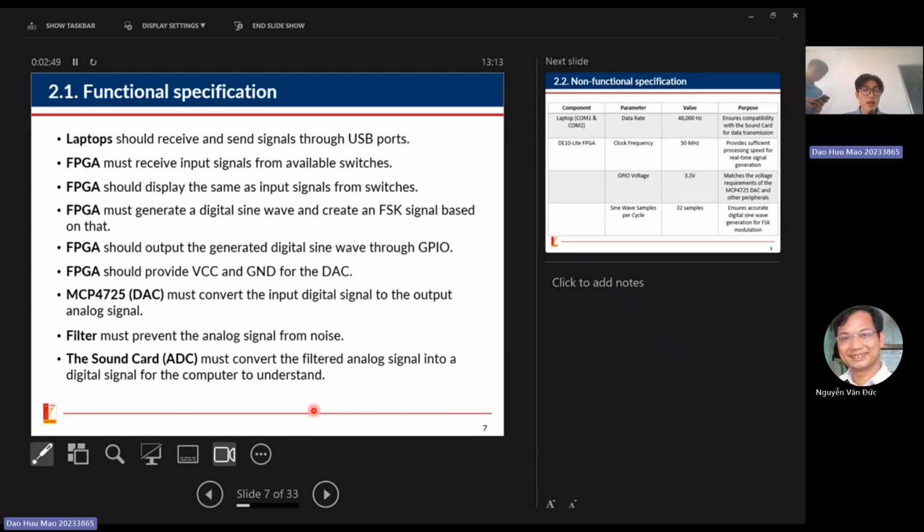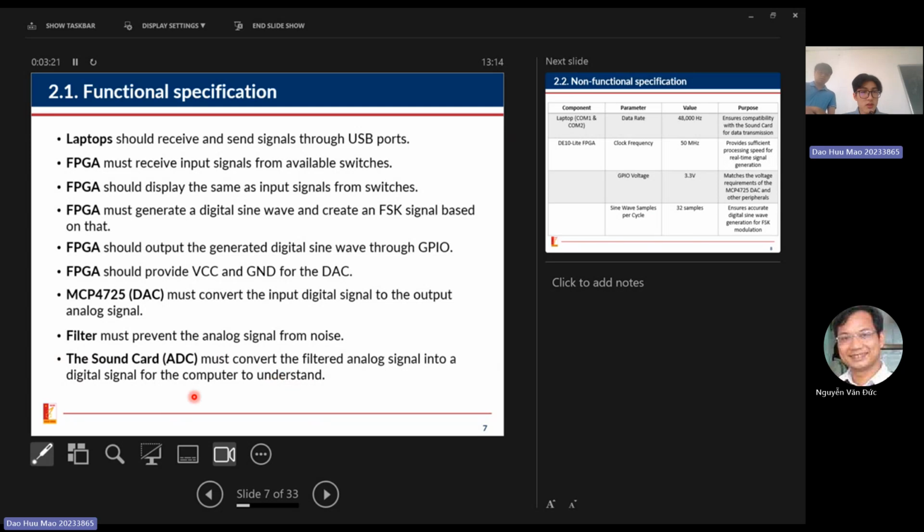The laptop should receive and send signals through the USB port. The FPGA must receive the input signal from the available switch and it should display the same as the input signal from the switch. And the FPGA must generate a digital sine wave and create an FSK signal based on that, and also should output the generated digital sine wave through GPIO. And also it should provide VCC and GND for the DAC.